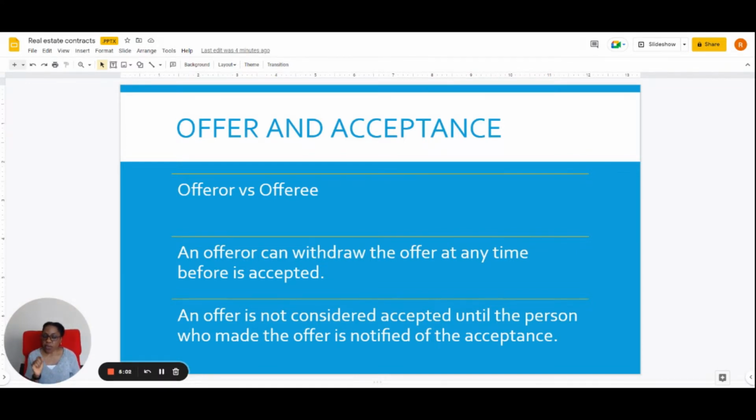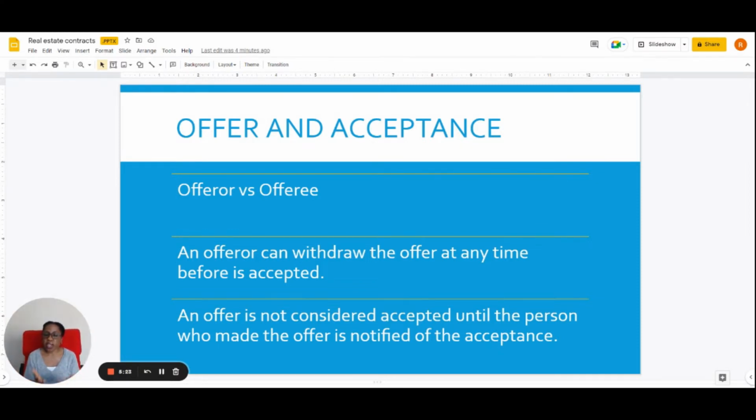If I'm the seller, for example, and you make an offer to me and I counter your offer, when I counter your offer, now I am the offeror and you will become the offeree because your initial offer no longer exists because I rejected it and sent you a counter offer.